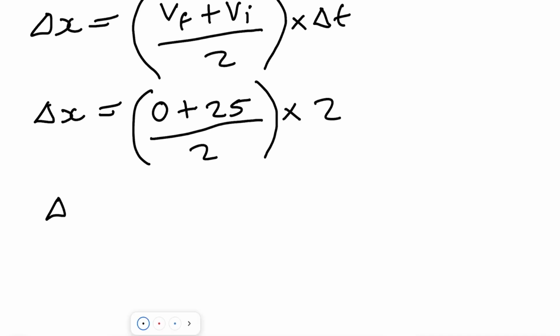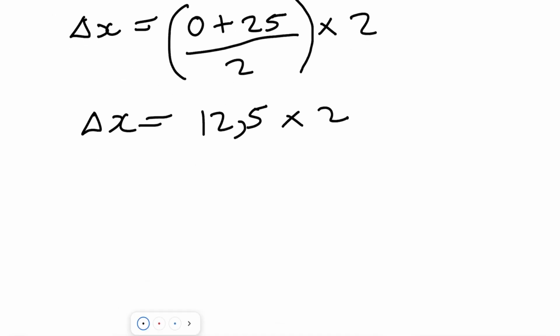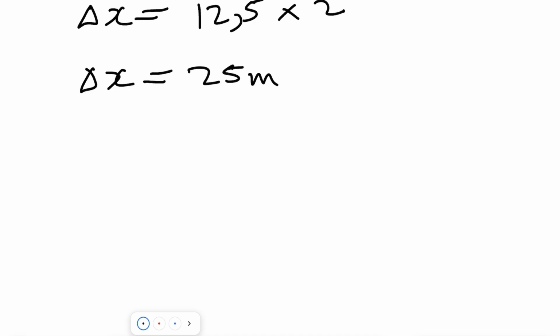So we go down and say change in x is going to be equal to 0 plus 25, which is 25. So 25 divided by 2 is going to be 12.5. So the answer is 12.5 multiplied by 2. 12.5 multiplied by 2 is going to be 25. So the change in x is going to be equal to 25 meters again. So the change in displacement would be 25.